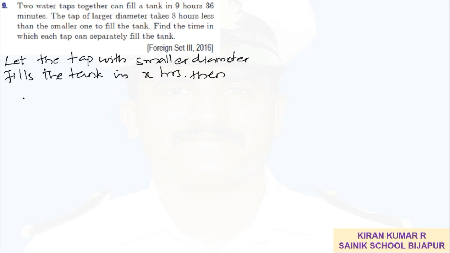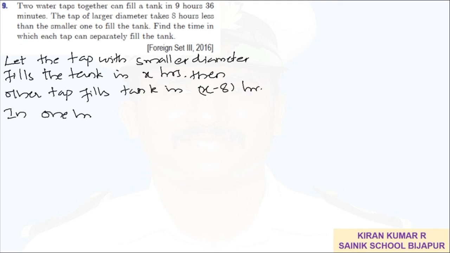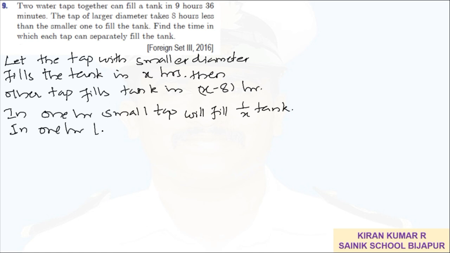Then the other tap, which is a larger diameter, fills the tank in x minus 8 hours. This is clear to you? Now in 1 hour, the small tap will fill 1 by x of the tank. In 1 hour, the large tap will fill 1 by x minus 8 of the tank.